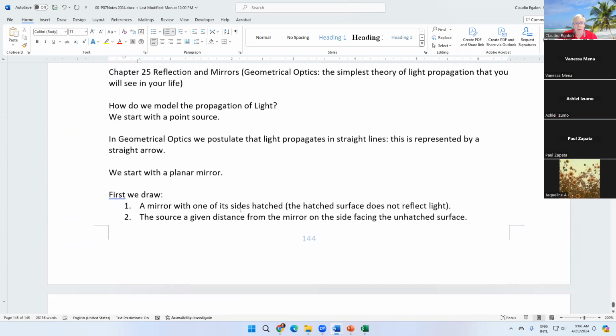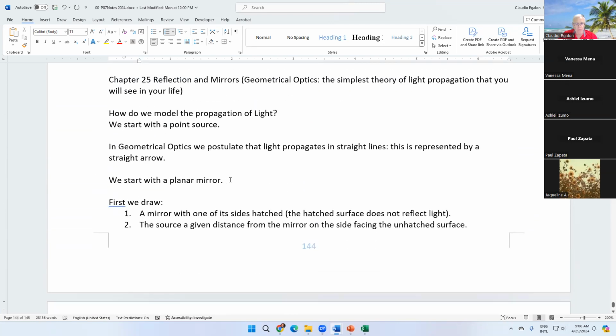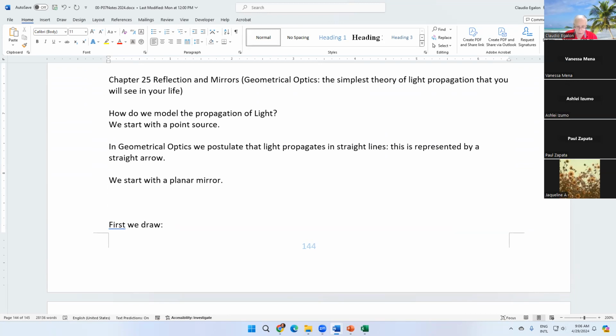So what are we doing here? We start with a planar mirror. And what are we doing here? I'm going to tell you right now. Let us locate the image of a point source. That's what we're doing here. Let's locate the image of a point source. The image, the position, right? The position of the image of a point source.